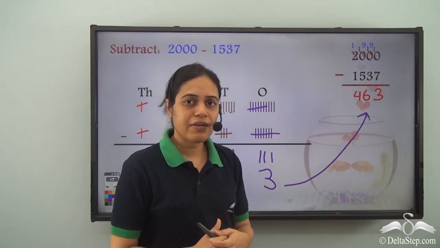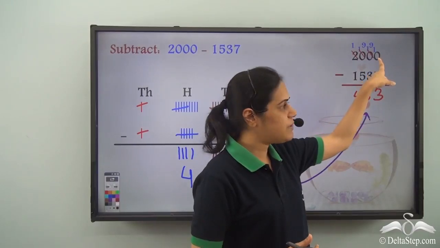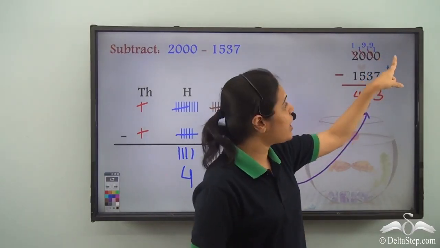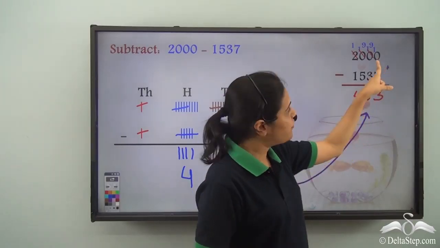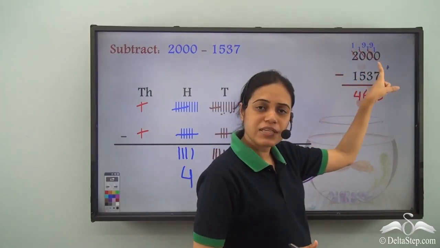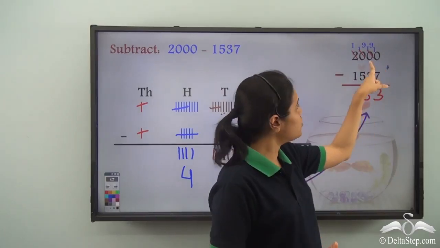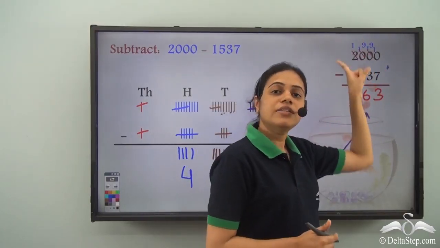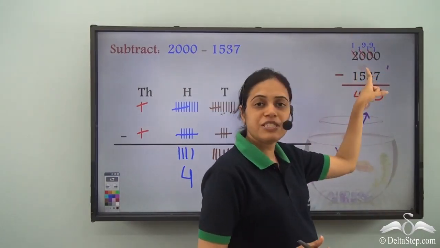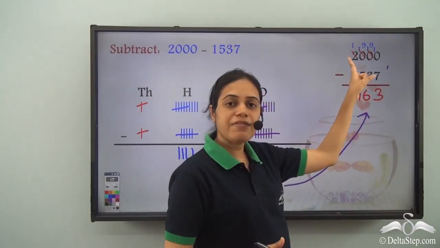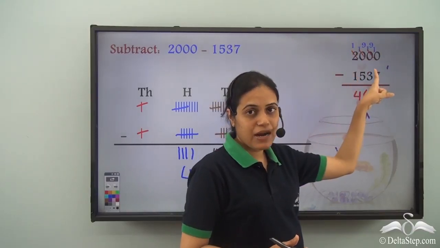So what exactly are we doing? The ones place is 0. So it will try to borrow from the tens place. Tens place is also 0. So it will try to borrow from the hundreds place. Now hundreds place is also 0. So it will try to borrow from the thousands place. Thousands place will give 1 to the hundreds place and it will decrease by 1. Now the hundreds place becomes 10.